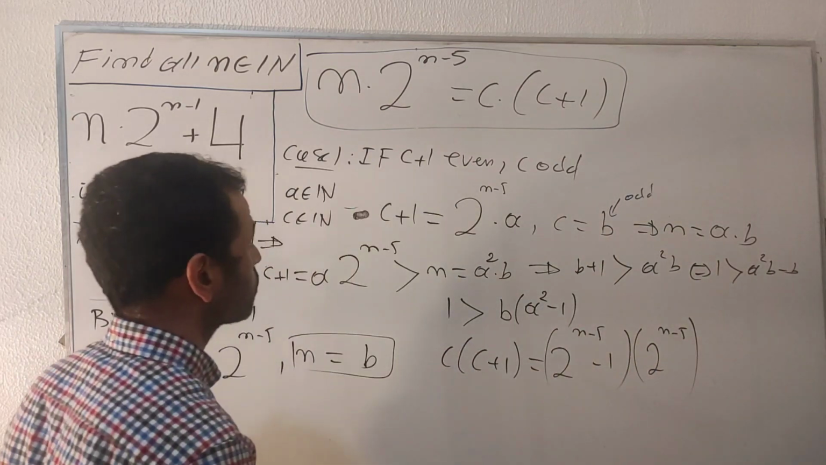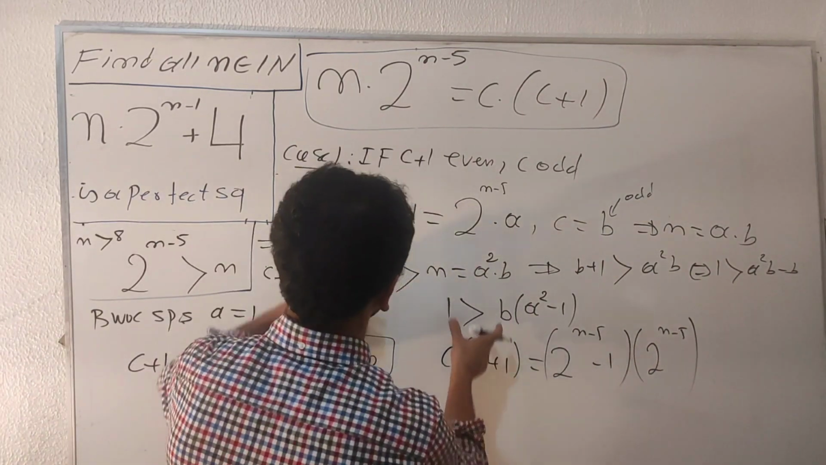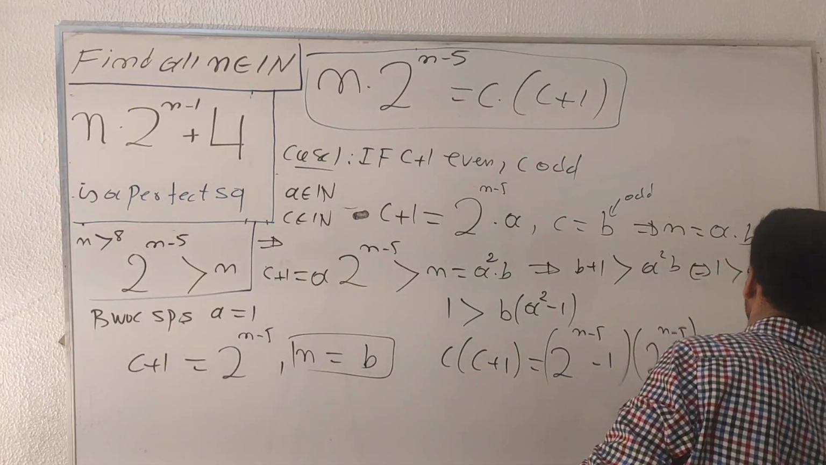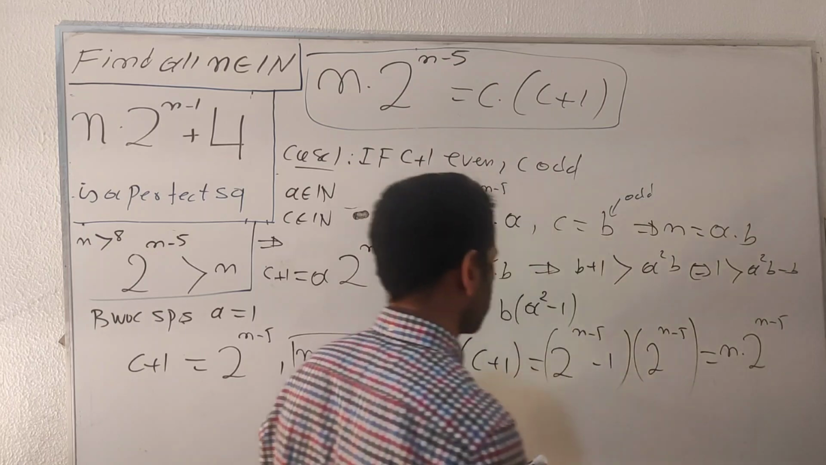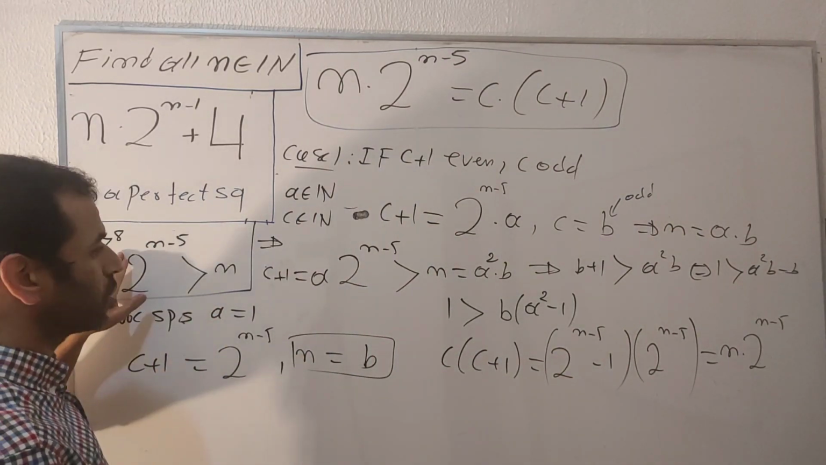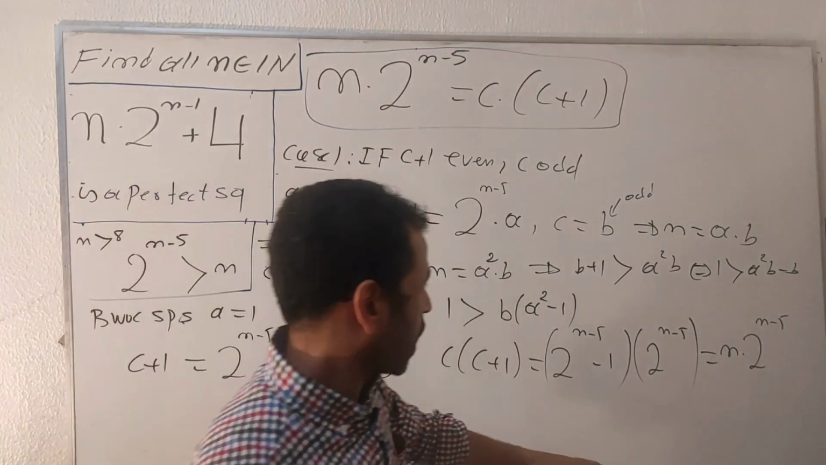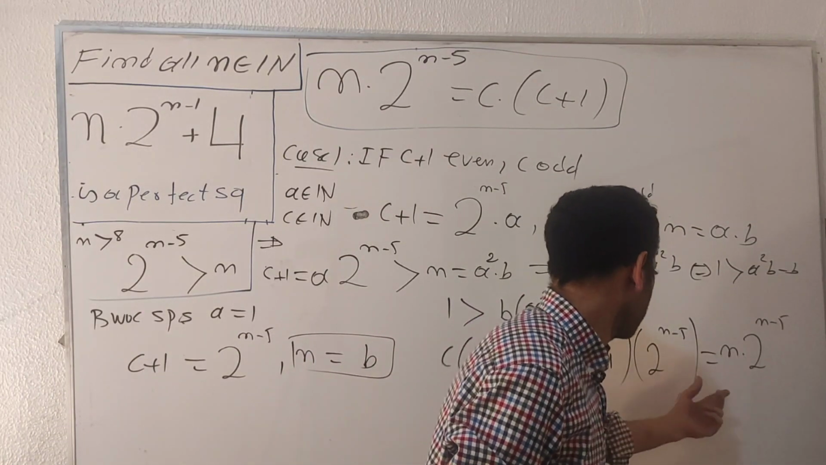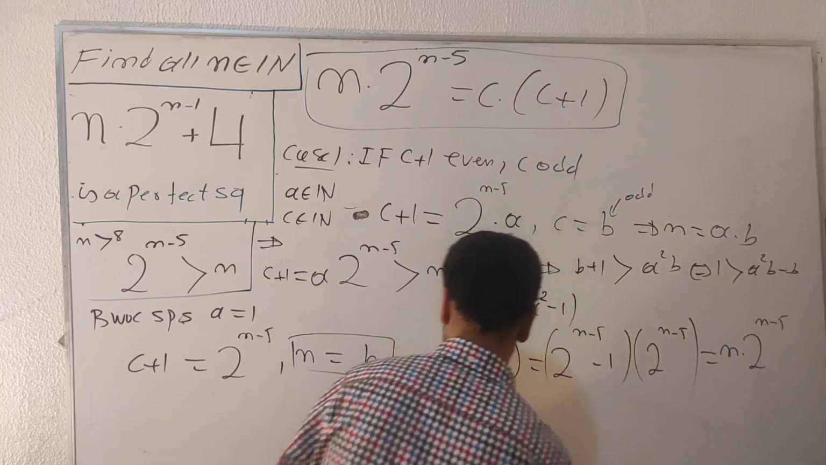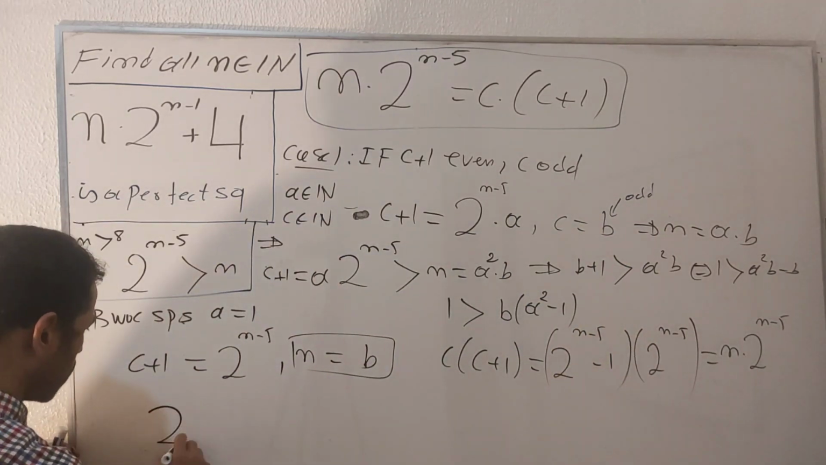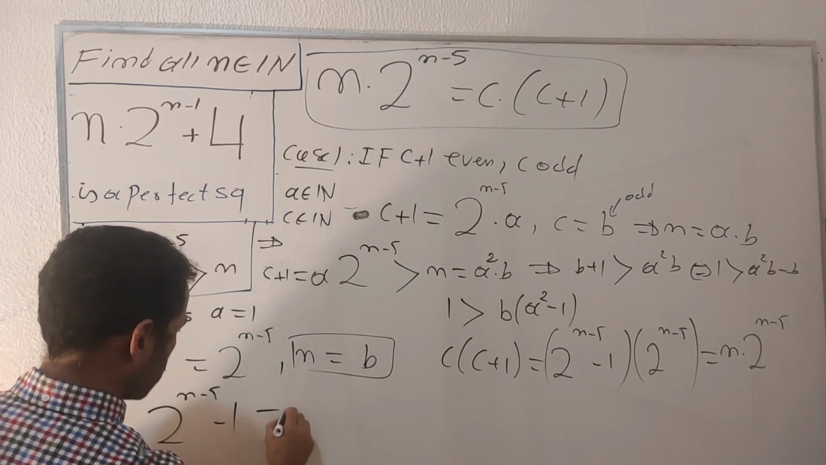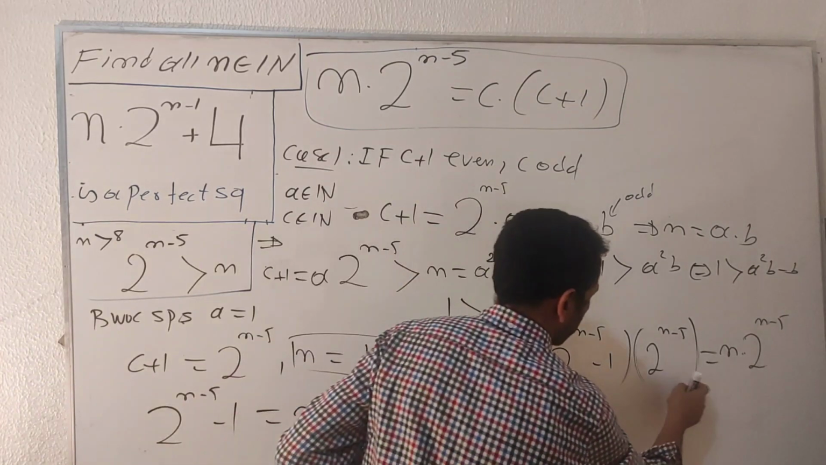Okay, we know this one equals this one, which equals n multiplied by 2 to the n minus 5. Okay, since n is strictly superior than 8, which we have here, we are allowed to divide both sides by 2 to the n minus 5. Okay, we will end up with this one equal to n. So we get 2 to the n minus 5 minus 1 equals n, because this one is already cancelled out.